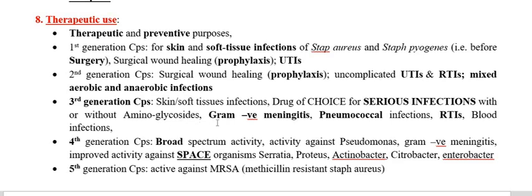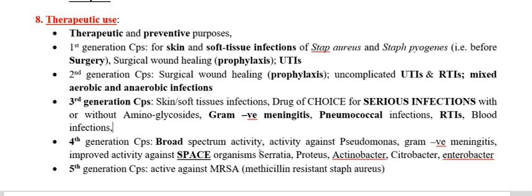Regarding the third generation, this cephalosporin is a drug of choice for serious infection. The third generation is very, very important because drugs like ceftriaxone and cefotaxime pass through the blood-brain barrier, come into the CSF, and are used for meningitis. So serious infections are to be cured with cephalosporin. Other than that, the drug is also active against pneumococcal infection, RTI infection, and blood infection.